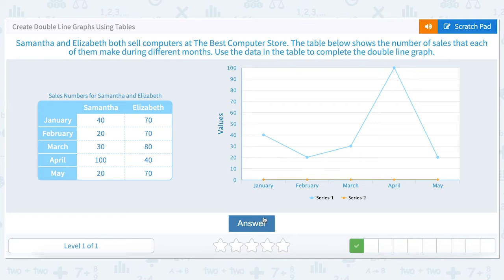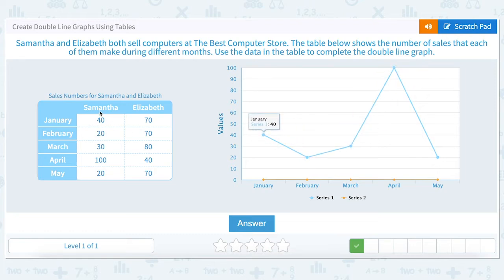Let's look at this next question. Samantha and Elizabeth both sell computers at the Best Computer Store. The table below shows the number of sales that each of them make during different months. Use the data in the table to complete the double line graph. This is very similar to the last problem. We have a chart of data over here that includes two columns, and then we also have a graph over here that has one set of data already graphed.